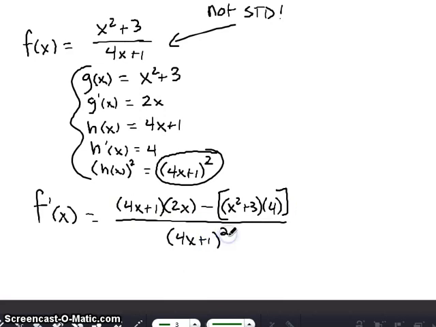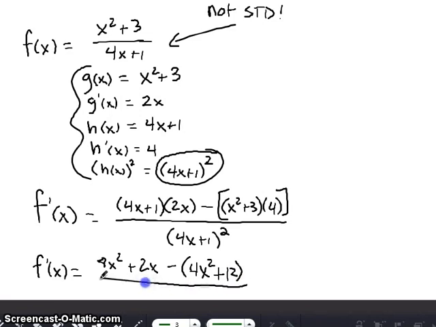And then we want to do a little bit of simplification in our numerator. So we don't really want to do anything with the denominator, but the numerator we do. So we're going to get 8x squared plus 2x minus, keep our parentheses for now, 4x squared plus 12. All of that's still going to be over our 4x plus 1 quantity squared.